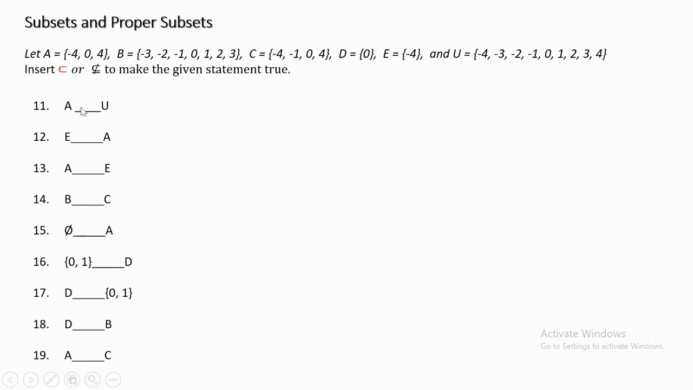So this is the symbol that goes there. For 12, E is negative 4, and A is negative 4, 0, 4. Also the same symbol, a proper subset, goes here. Here I forgot to say how you read it: every element of A is an element of U, but U contains at least one element not in A.